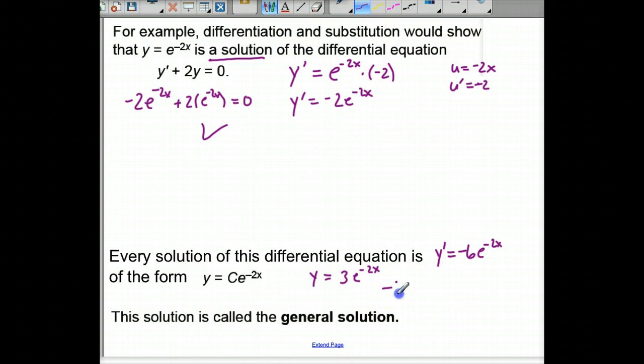So then if we plug that in, we'd have negative 6 e to the negative 2x, plugging it into y prime, plus 2 times the original y, which we're saying is this, 3e to the negative 2x. So again, the negative 6 and the positive 6 will add up to 0. So if we plug any number into here, then take the derivative of it and plug it in here, we'll get 0. So this is a general solution of the differential equation that we have above. So do you see the difference between general solutions and particular solutions? This is one particular one, but if we put any number here, that's the general solution.